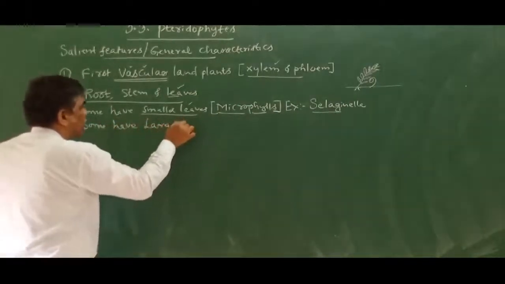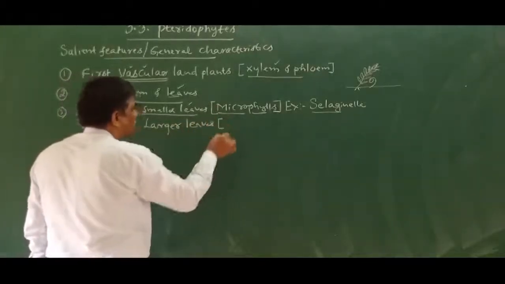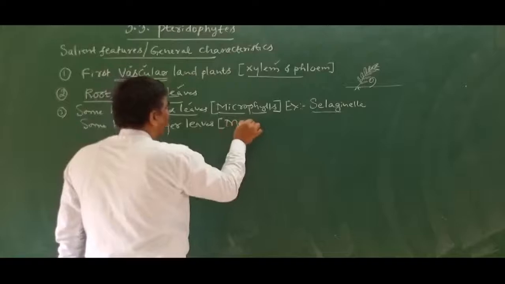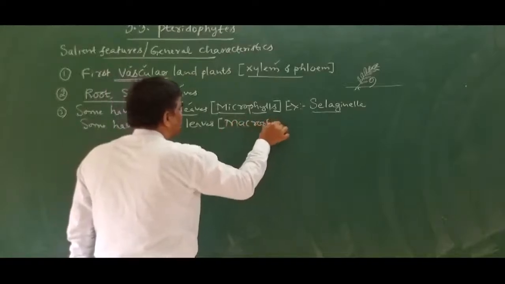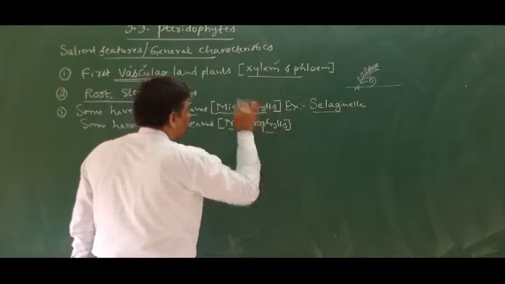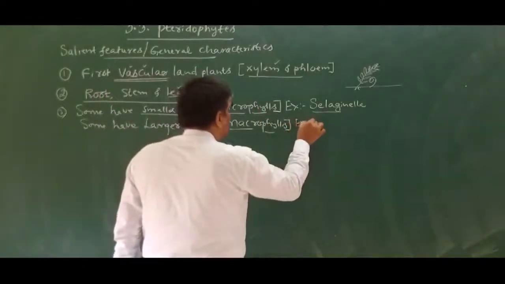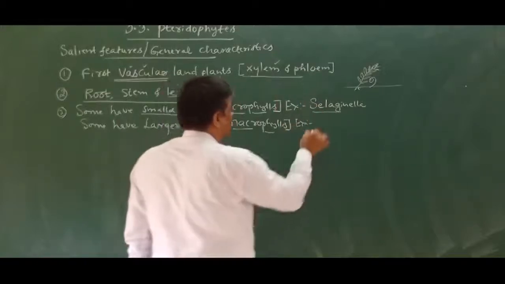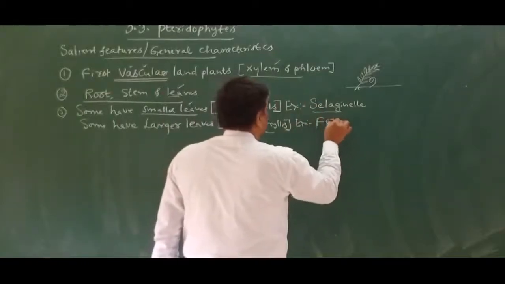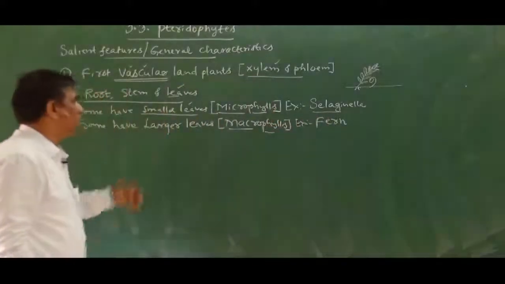Some of these plants have larger leaves, and such leaves are called macrophylls. Macro means larger, and phylls, as I have already told you, means leaves. In which pteridophyte are these larger leaves present? They are known as ferns, fern plants. So these are the plants which have larger leaves.